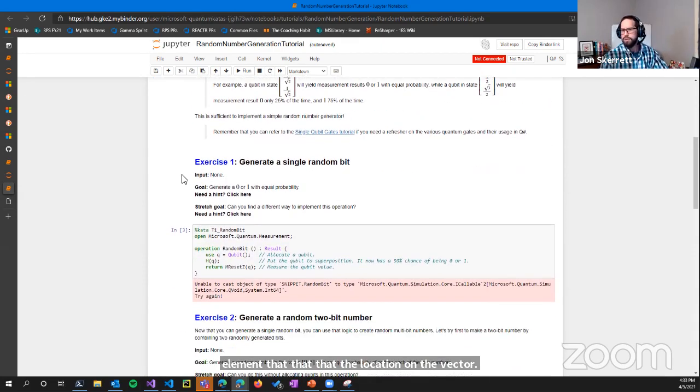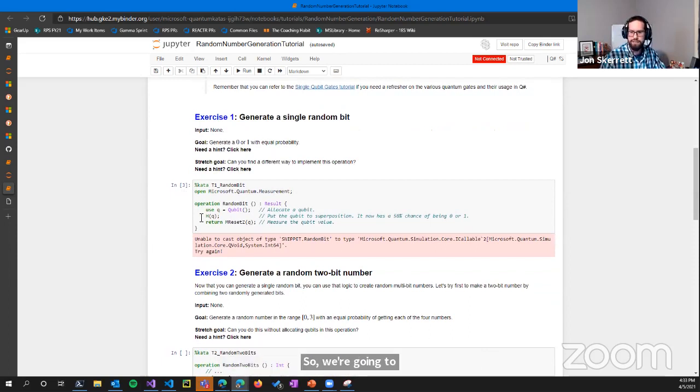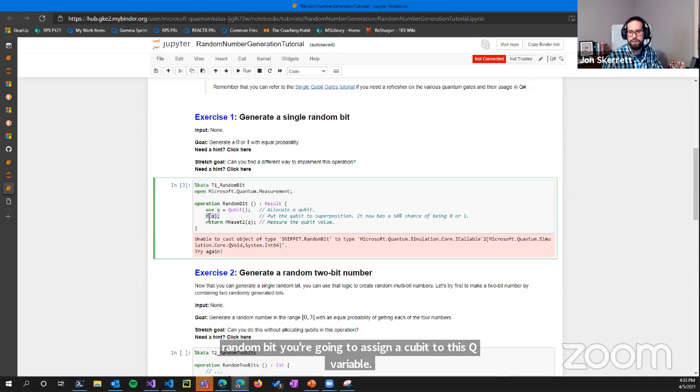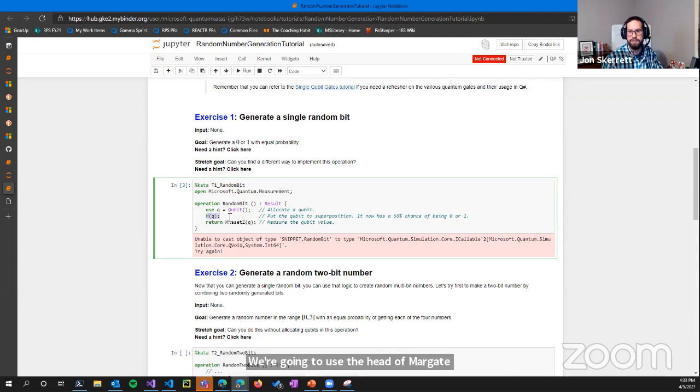So we're going to go over basically the same thing that we went over in the talk just now, is that you're going to take an operation on a random bit. You're going to assign a qubit to this Q variable. We're going to use the Hadamard gate as an operator on this qubit, which is basically that really cool matrix that we saw before of 1/√2, 1, 1, 1, minus 1. And then we're going to measure out that value.